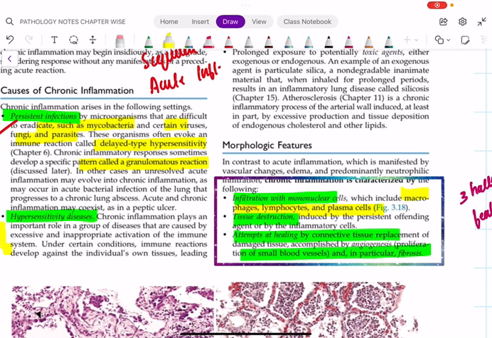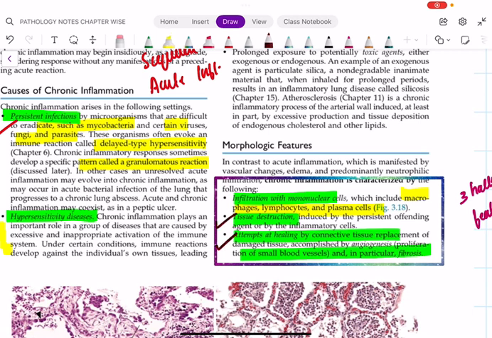Tissue destruction. In acute inflammation there won't be that much tissue destruction. It will become normal in a few days or 1 or 2 weeks, but chronic inflammation persists for weeks, months and years. So persistent inflammation leads to tissue destruction.